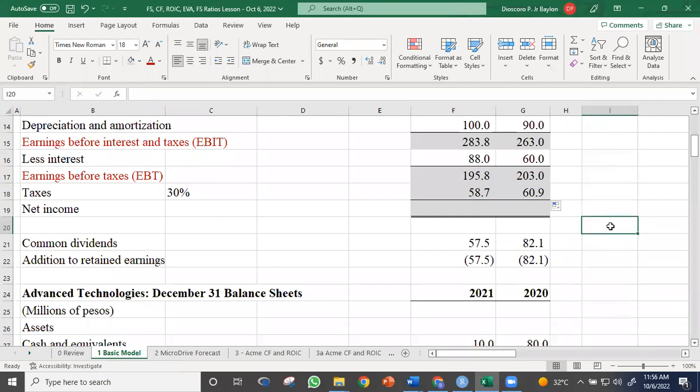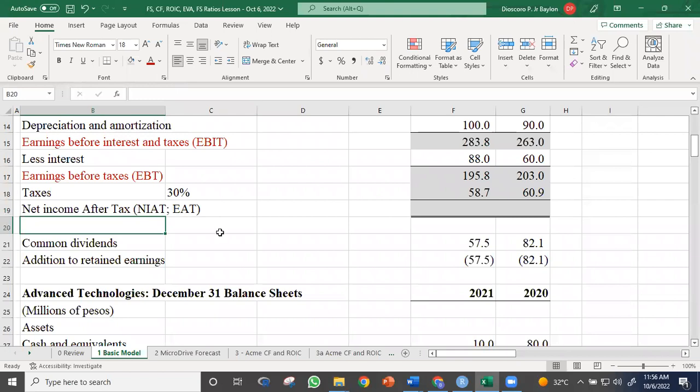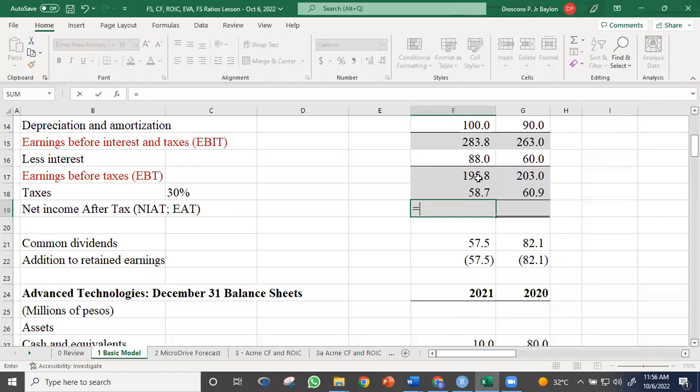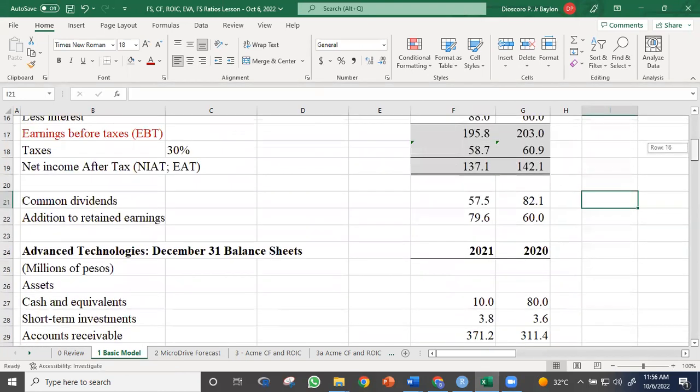There. So this is now your net income. Let's complete this after tax, or others call this NIAT. Sometimes it's also called EAT, earnings after tax, net income after tax. And it's equal to the difference between your earnings before tax less your tax. This one we have to delete also, please.